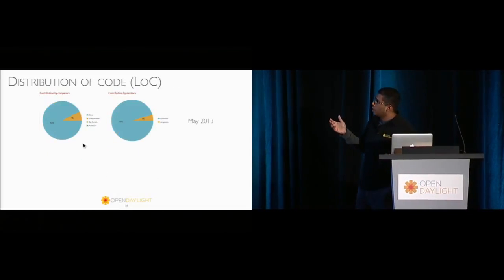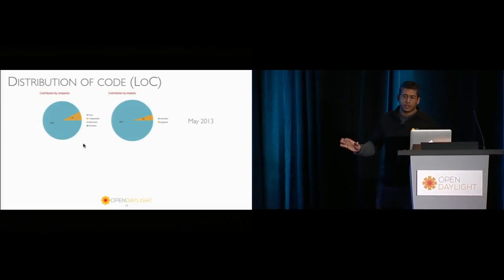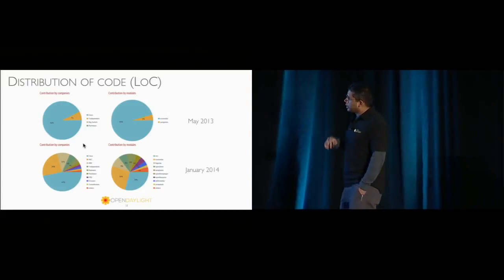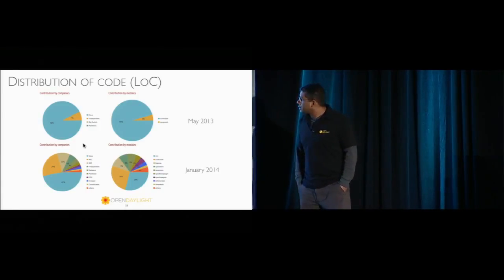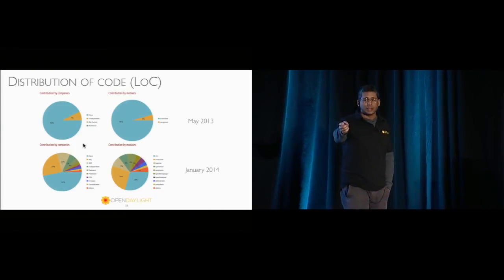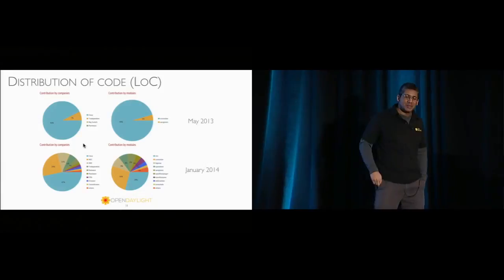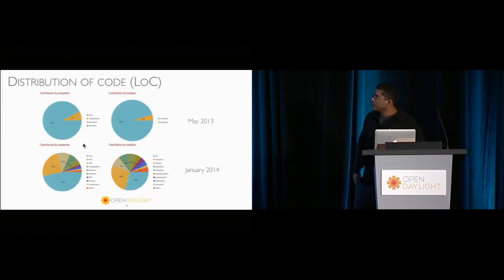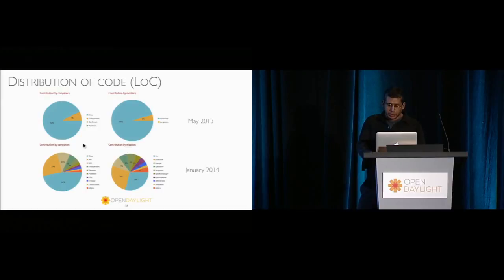If you just look at lines of code, it's also interesting. Where we started in the beginning, all of the code was in one project, the controller project. But by the time we released Hydrogen, there's a good deal of code in other projects. We have some pretty sizable projects contributing code other than the controller. The VTN project, Tai-san is here, that's a lot of code you guys put in the VTN project. BGP, PCEP, another fairly sizable project. So I think the progress that's been made in bringing code into the project other than the base controller has been significant.